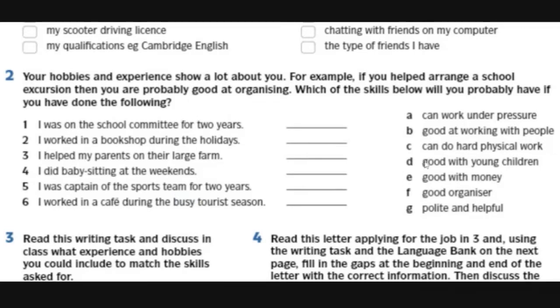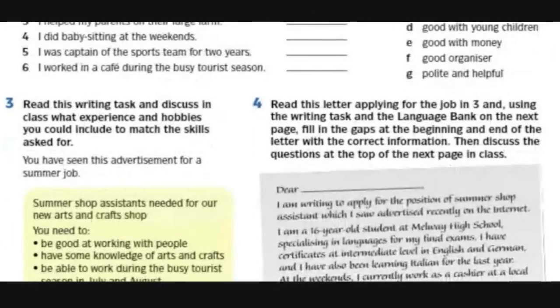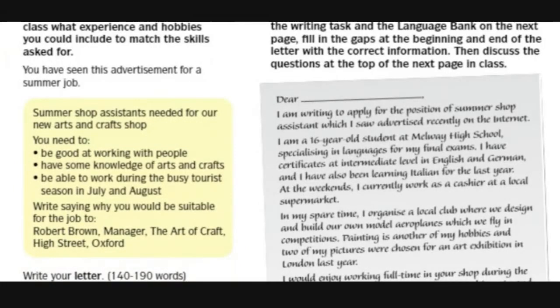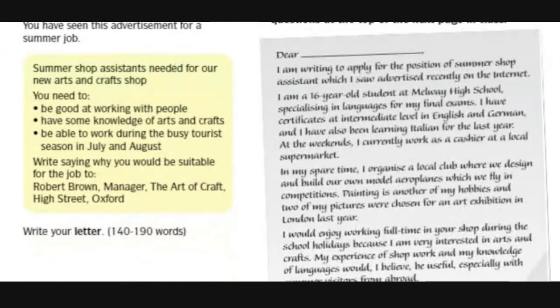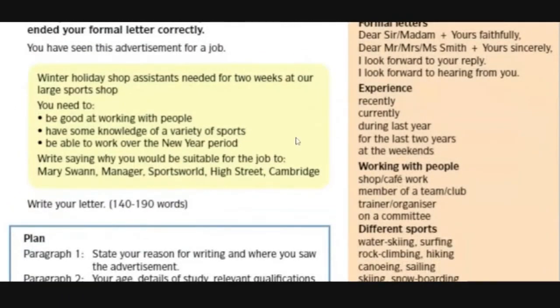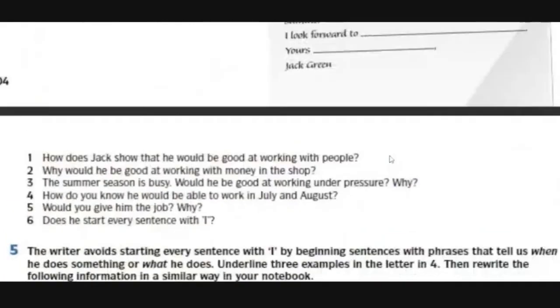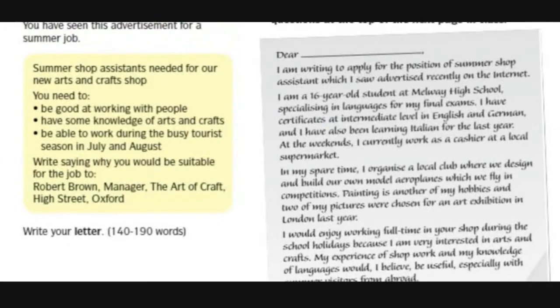So from this activity, your hobbies or experience will show that you have certain skills. So this is a credit for you when you include your experience in the job application letter. Okay, so now we're going to read this sample letter. This is not the assignment that you are going to do. This is the assignment for this sample letter. Your assignment is another one on page 105. Now we're going to read through this sample letter first. From here, we see how to write a good job application letter.